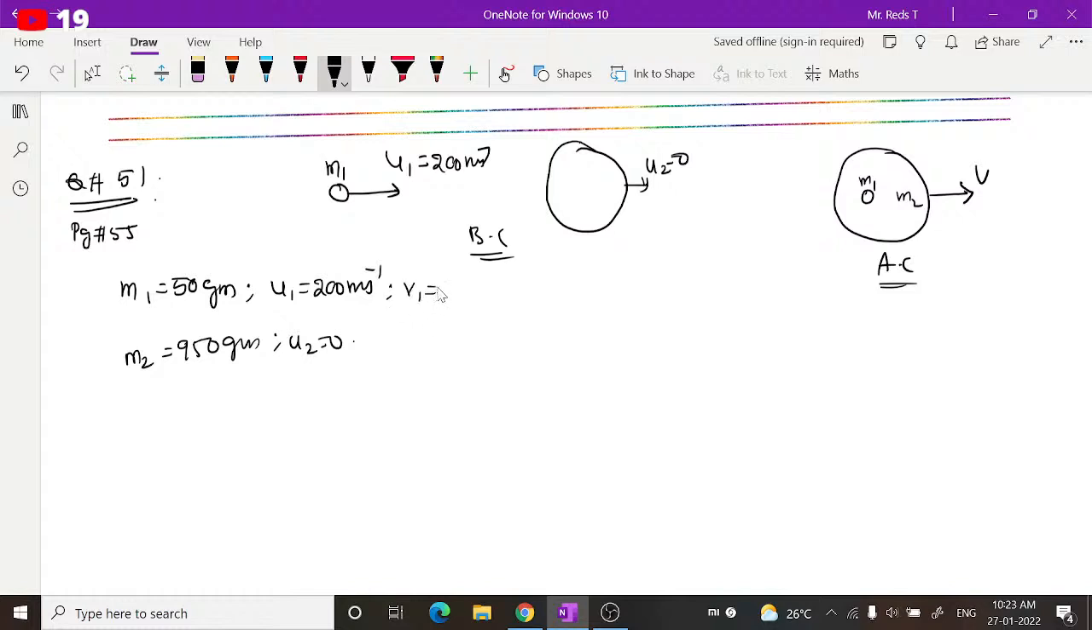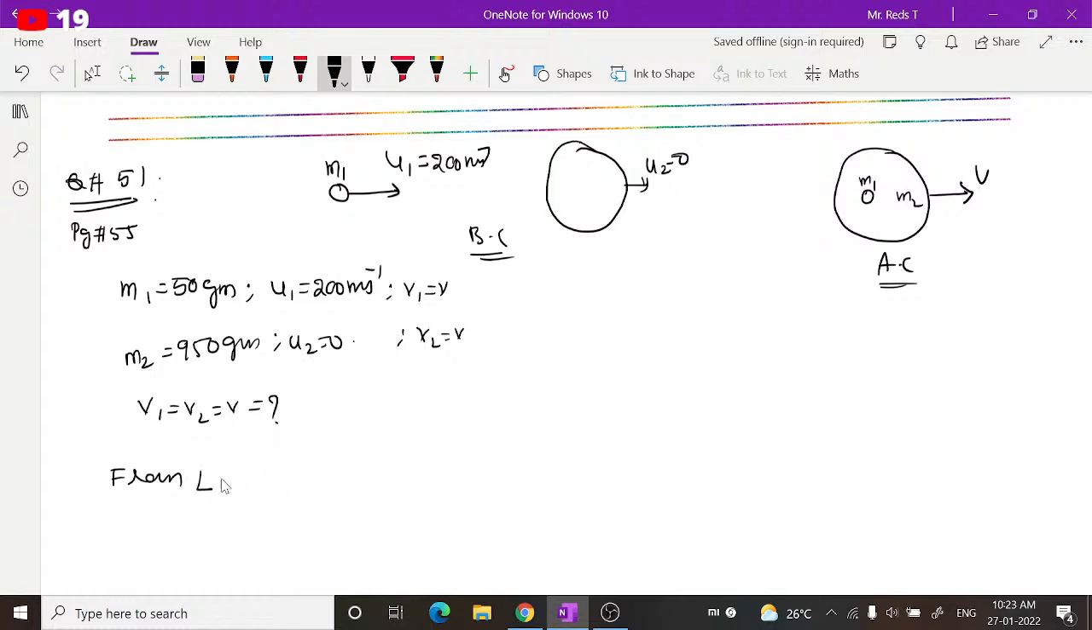Here V1 is equal to V, V2 is also equal to V. Both are moving with the common velocity. V1 equal to V2 equal to V is equal to what is the question. Again they are moving in the same direction. Okay, so initially the bigger one, the heavier body, is at rest, and the smaller one is moving to the right. So you can take the sign conventions properly without any confusion.